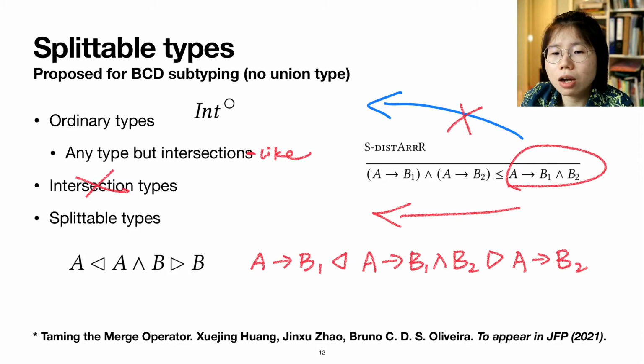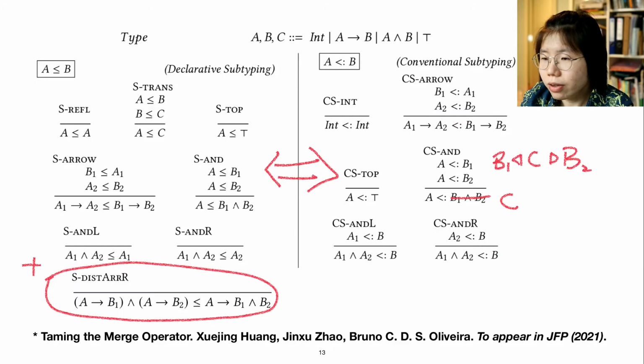So the idea of splittable types is to redraw the boundary between them and divide such function types into the same group as intersection types. Every splittable type can be split into two parts and it behaves like the intersection of the two parts. Via this approach, the BCD problem is solved by revising the conventional formulation a little bit: just generalize the rule of intersection type to splittable type.